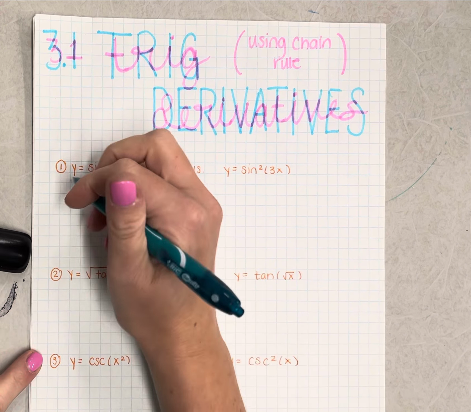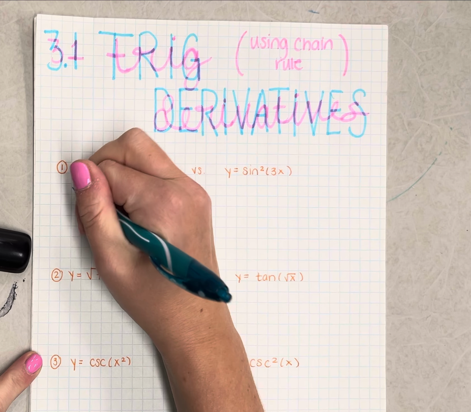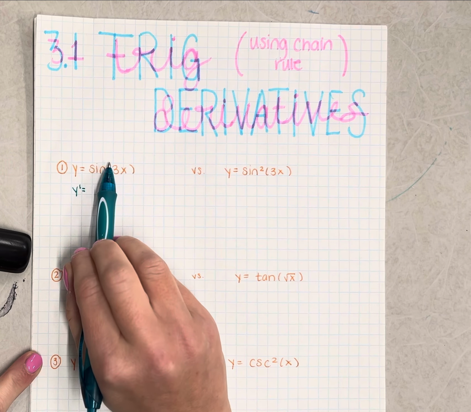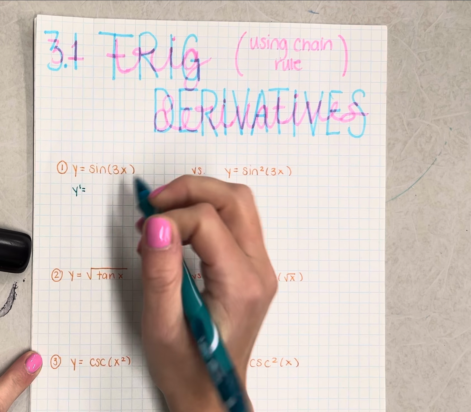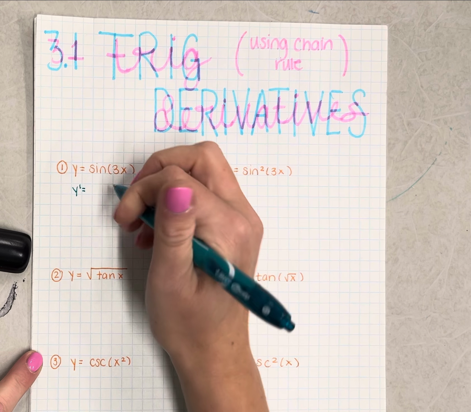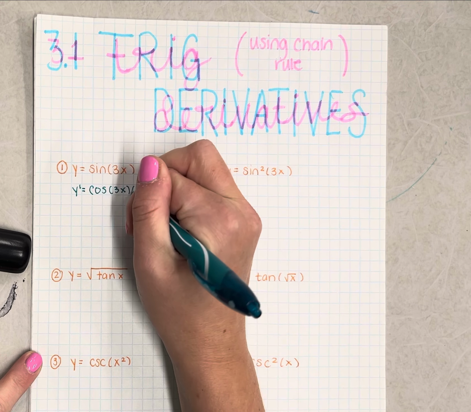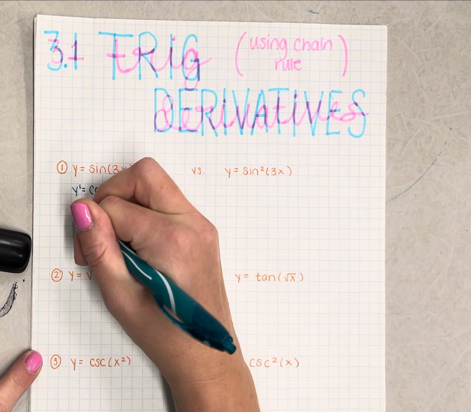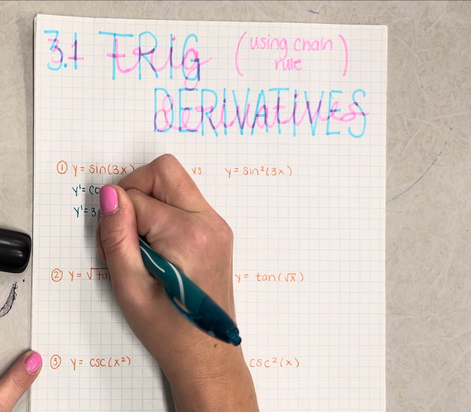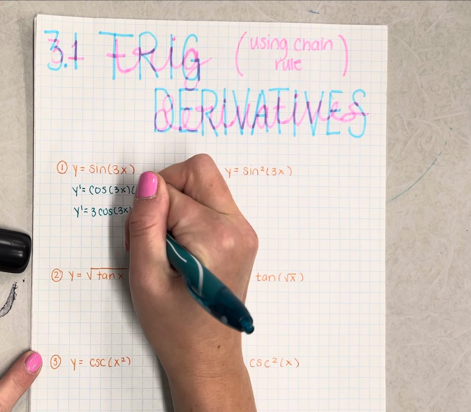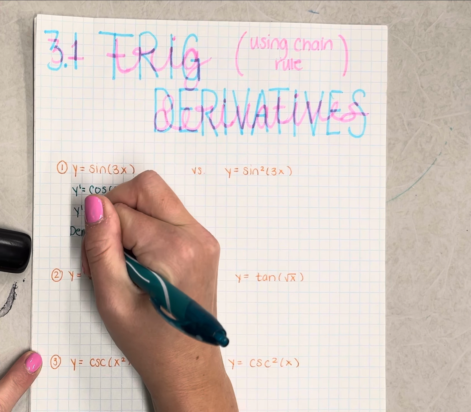So look at this first one. This is how I would teach this first one because there's no power. See how there's no power here? So there's one chant I say. Derive the trig, keep the angle, derive the angle. If you want to rewrite it as 3 in front, you can. That is it. So here's my first chant.